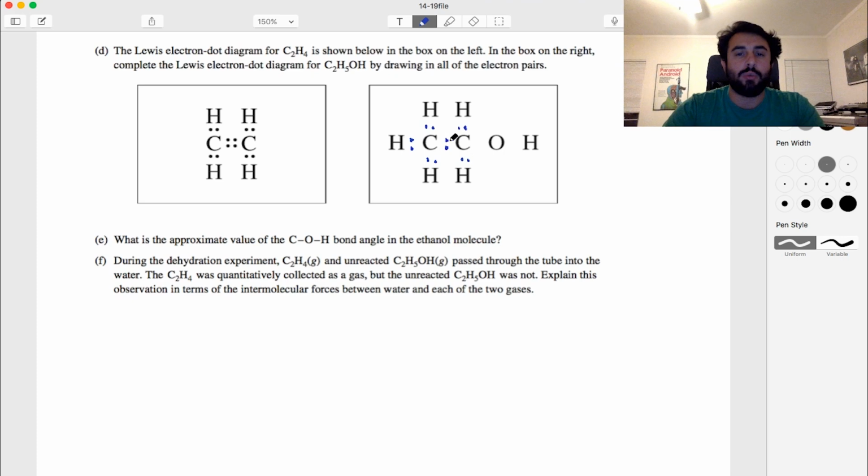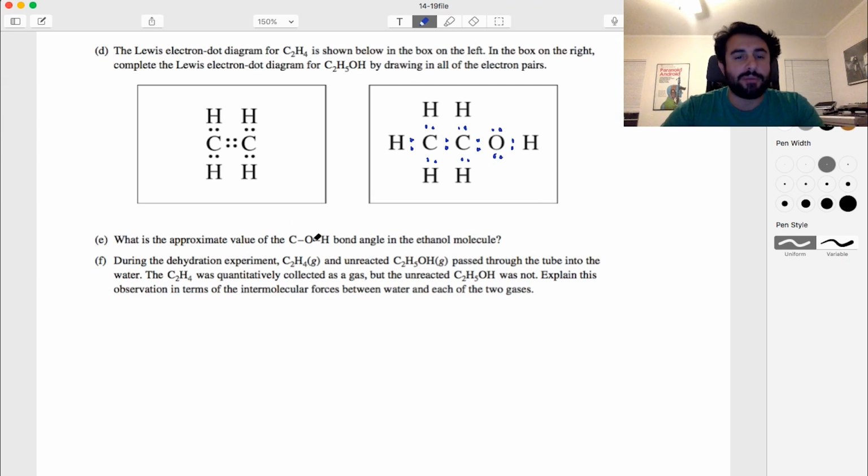In ethanol, there's only one bond between the carbons because carbon's got 3 bonds over here. This one's got 3 over here. There's 1 between them. And then there's 1 between the carbon and the oxygen, 1 between the oxygen and the hydrogen. And now remember, oxygen has 6 valence electrons, so 1 for this bond, 1 for this bond, and there are 4 left over. So oxygen is going to have 2 lone pairs. So you're going to want your diagram to look exactly like this, okay?